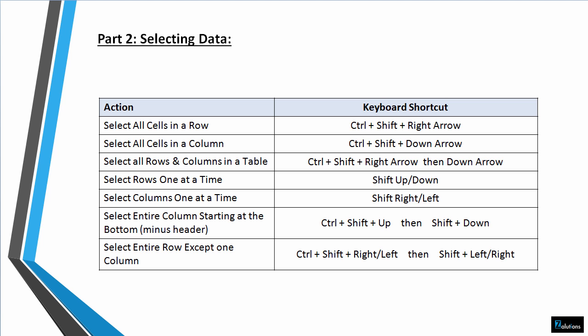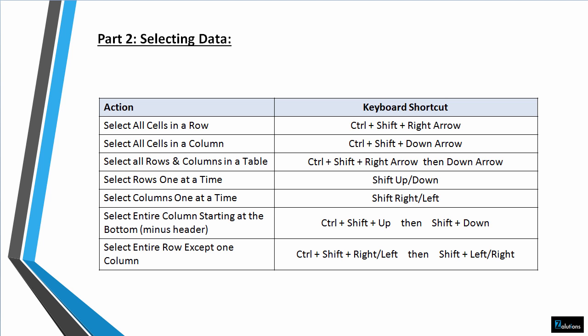If you want to select all rows and columns in a table, click Control plus Shift plus the right arrow and then the down arrow, and this will select all of the columns and rows. If you want to select one row at a time, click the first cell, then while holding Shift, click up or down. If you want to select one cell at a time in different columns, select the first cell, then while holding Shift, click left or right.